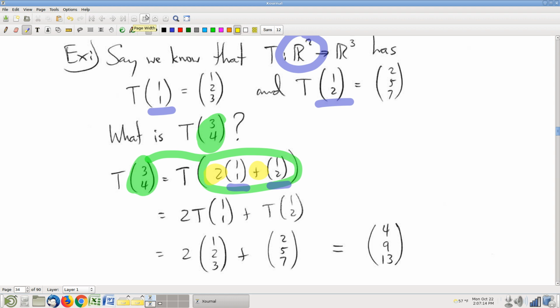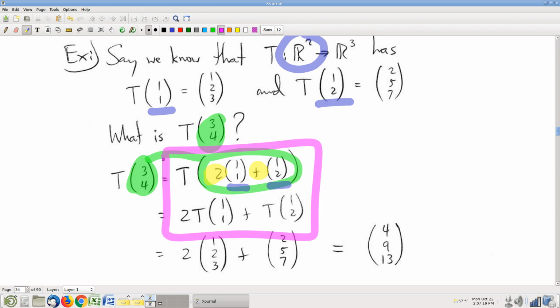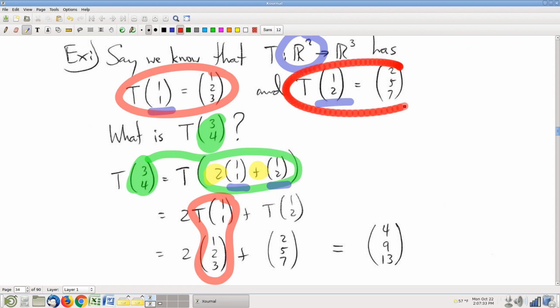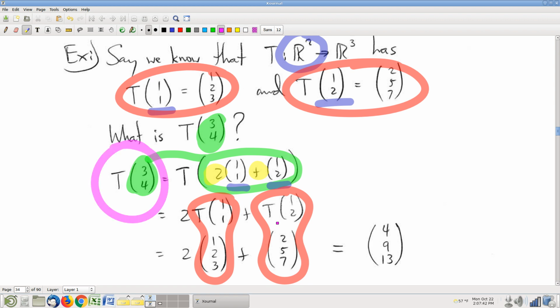And then, by linearity, linear combination in, linear combination out, I know that is that, and I know that is that, and we have an arithmetic problem at this point, and so T of (3, 4) is that. Everybody see how that works?